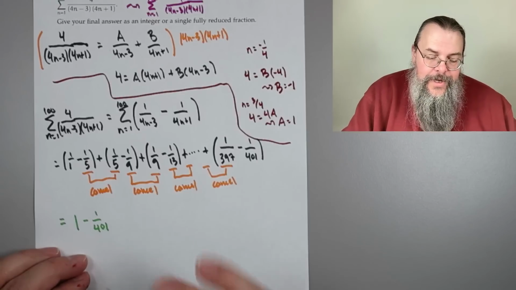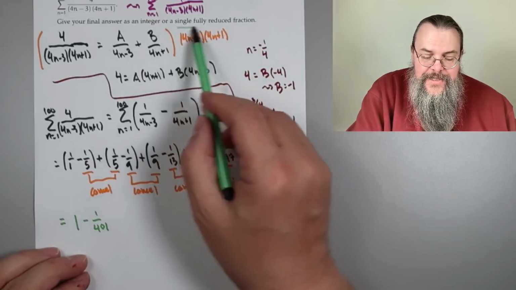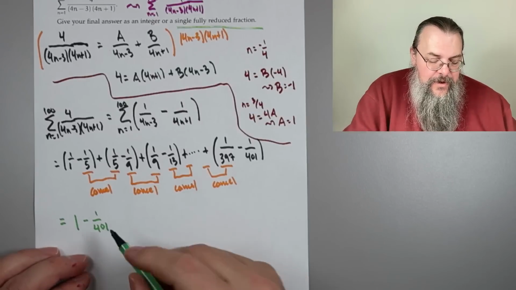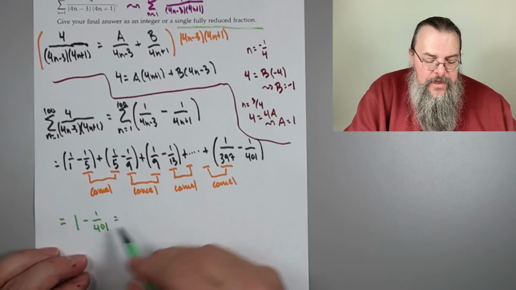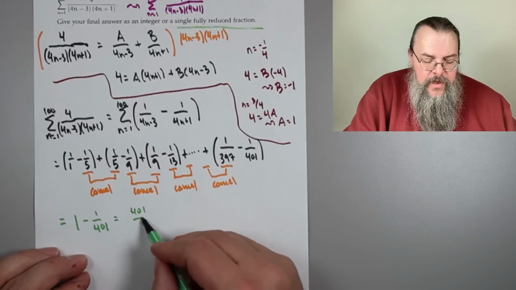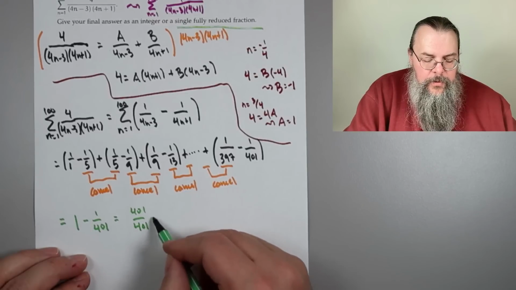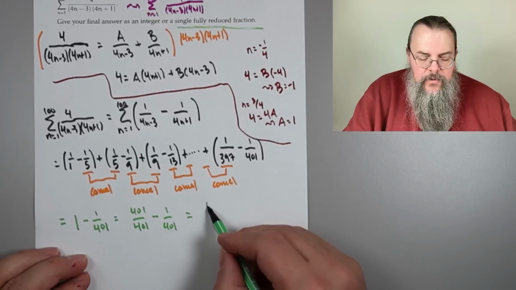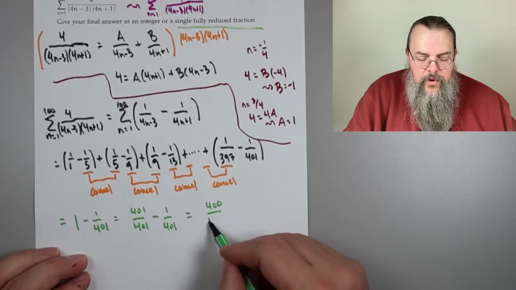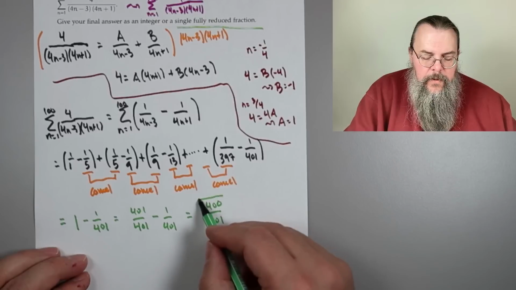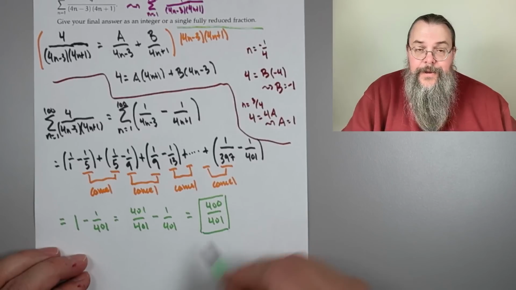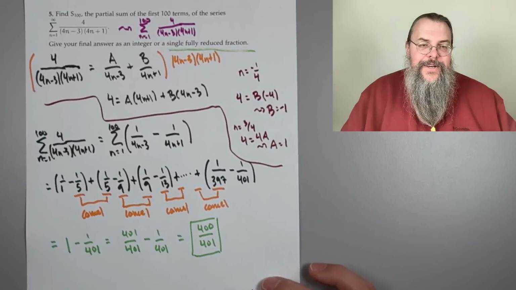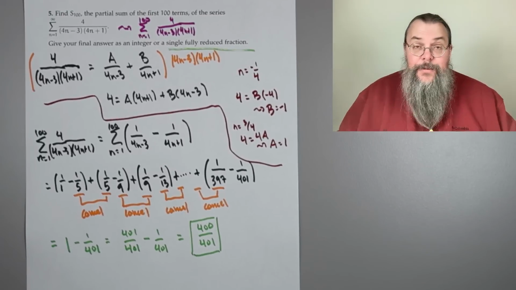Well, we're not done yet because we can't leave it as 2 terms. We have to get it down to 1 term. Say, okay, well, that's not too bad. Common denominator would be 401. So 401 over 401, subtract 1 over 401, leaves us with 400 over 401. And we're done. Whew. Good, good. All right, so there we go.